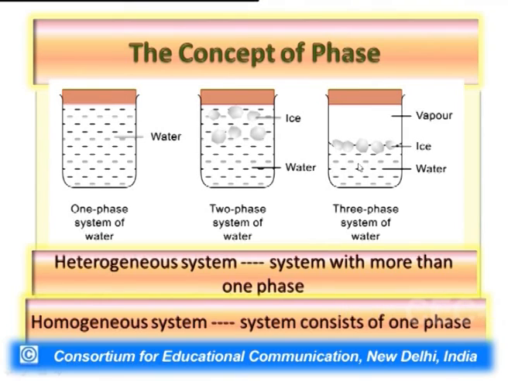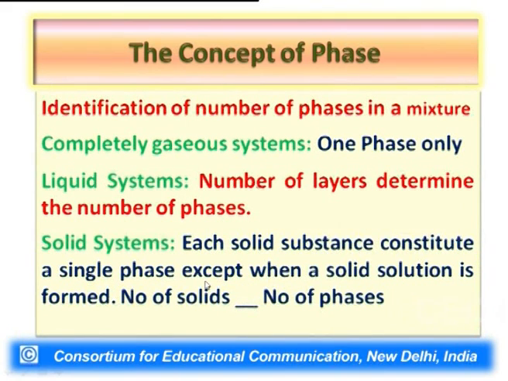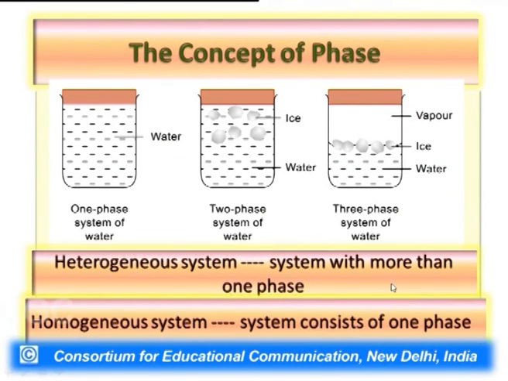If we empty the container, then the liquid will vaporize and form vapor also, and then three phases will be there and three different physical states would also be there. We would call a system homogeneous if there is only one phase present in the system. We would call it a heterogeneous system if the system has more than one phase.